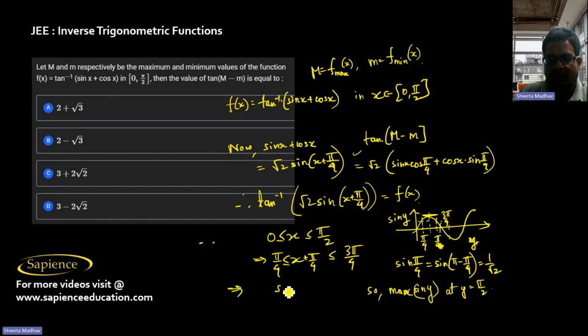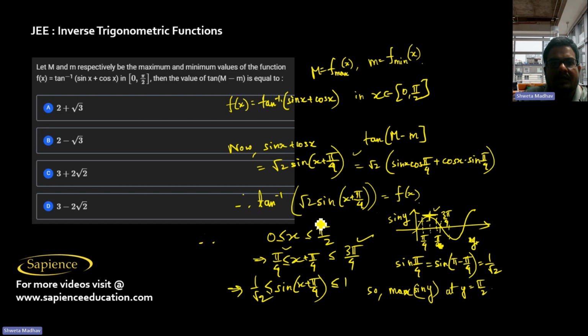So it means here I can say this sine of x plus pi by 4 will go from 1 by root 2 to 1. Since y at pi by 4 and 3 pi by 4, the sine value will be the same, but at pi by 2 the maximum value will come, which is 1. So now, therefore, we can say root 2 sine of x plus pi by 4 will go from 1 to root 2.